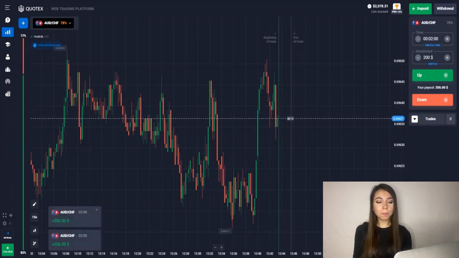We see that our deposit has already reached $2,000, and we have even exceeded our plan. Guys, it has been a really amazing trade and I hope you like it.